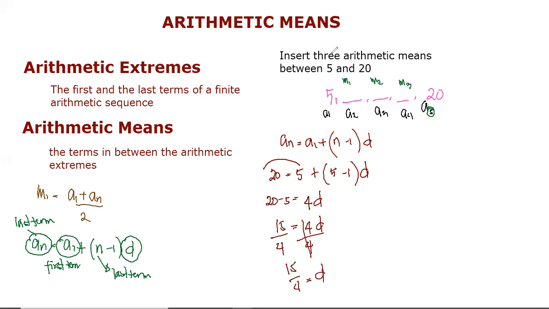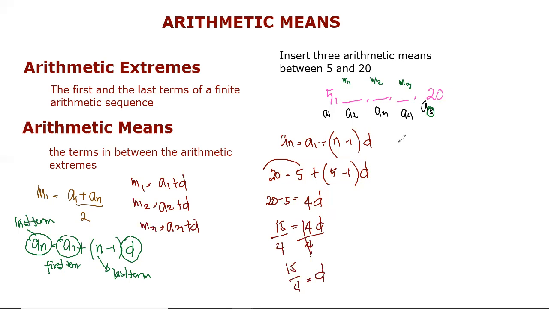So ma'am, paano po namin makukuha si m sub 1, m sub 2, and m sub 3? Okay, using the formula, m sub 1 is equal to a sub 1 plus d. Okay, so m sub 2 is equal to a sub 2 plus d. M sub 3 is equal to a sub 3 plus d. Para hindi po kayo nalilito. Okay, so now let's find the value of m sub 1, m sub 2, and m sub 3.